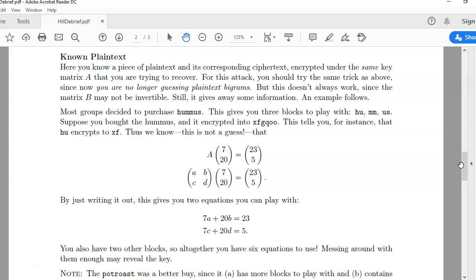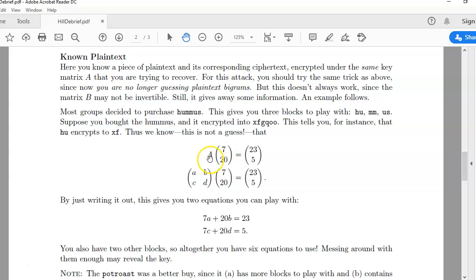Let's do the example. I think almost every group in the class bought the hummus. And so that gives you 3 plain text blocks that you now know what they do. That gives you the block HU, the block MM, and the block US. So suppose you bought the hummus and it encrypts to, for example, XFGQOO. If you match the blocks, this tells you that HU had to encrypt to XF. That is not a guess. So HU is 7,20, and that had to encrypt to XF.